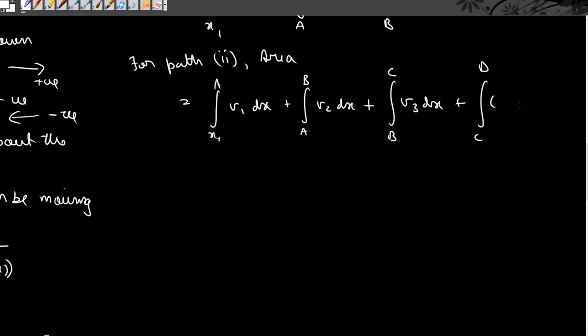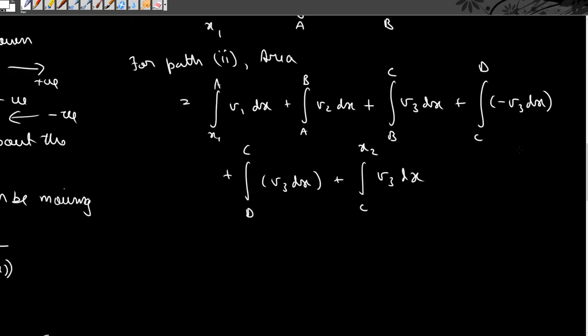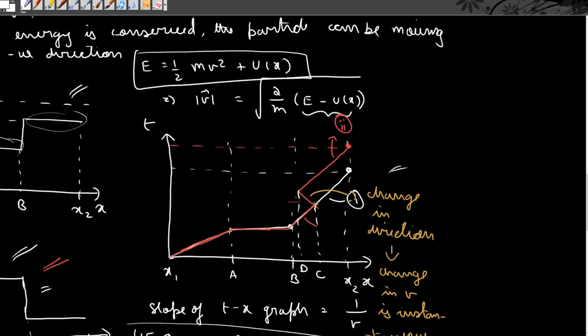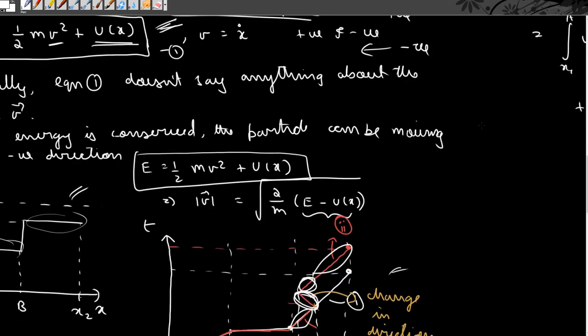Then plus integral c to d of minus v3 dx, because here the direction has changed, plus integral d to c of plus v3 dx, again the direction changes, plus integral c to x2 v3 dx. So the integral from b to c corresponds to this part of the trajectory, c to d corresponds to this, d to c corresponds to this, and c to x2 corresponds to this.